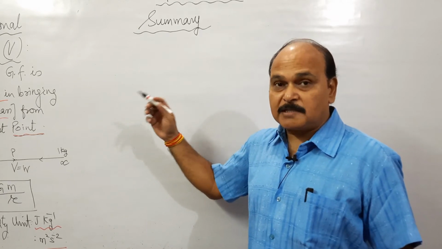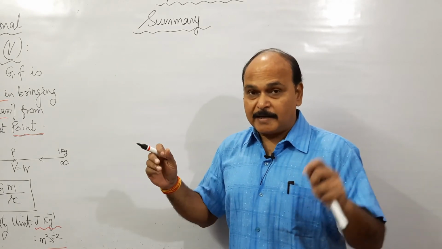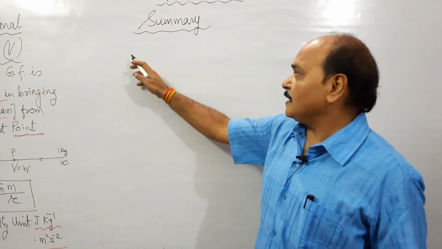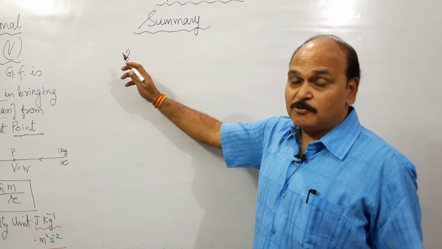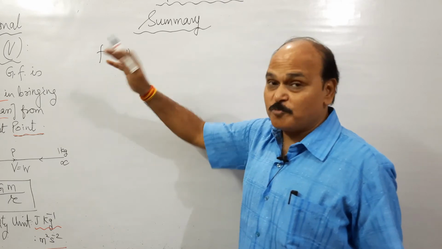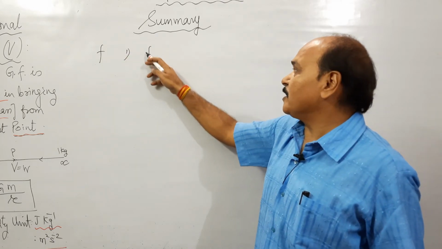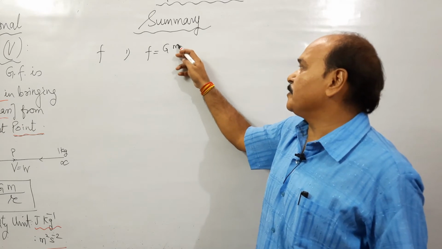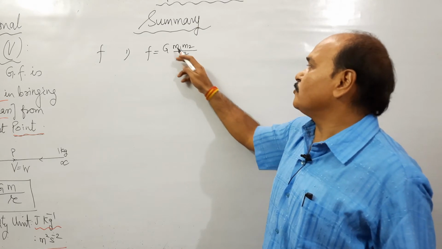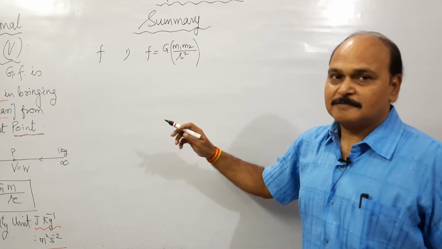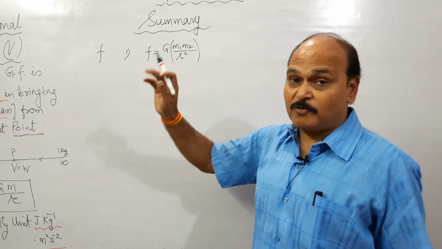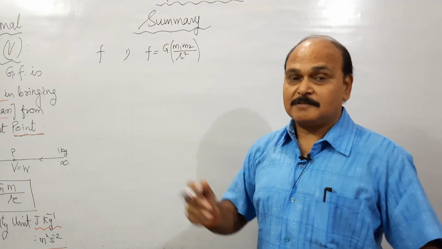Children, let us summarize what we have studied today and in the last lecture. In the last class we started with Newton's law of gravitation, and there we talked about force between 2 point masses. It is directly proportional to product of masses, and inversely proportional to square of distance between the masses. This is Newton's law of gravitation, and the force between 2 point masses is always attractive, and we studied a number of properties.